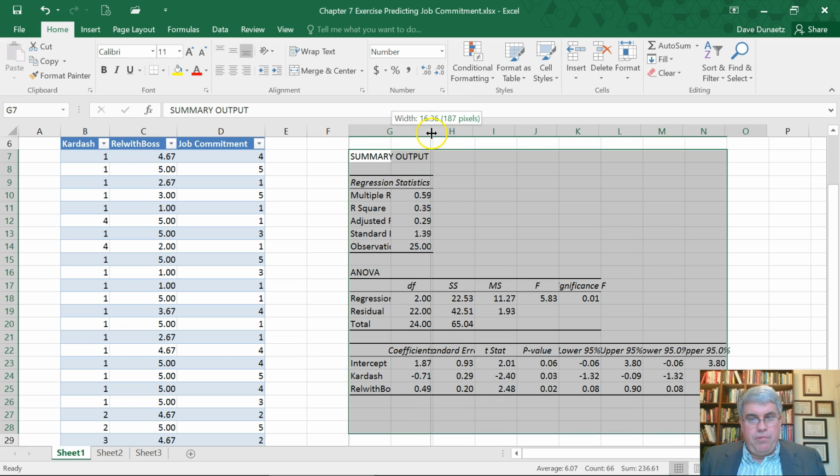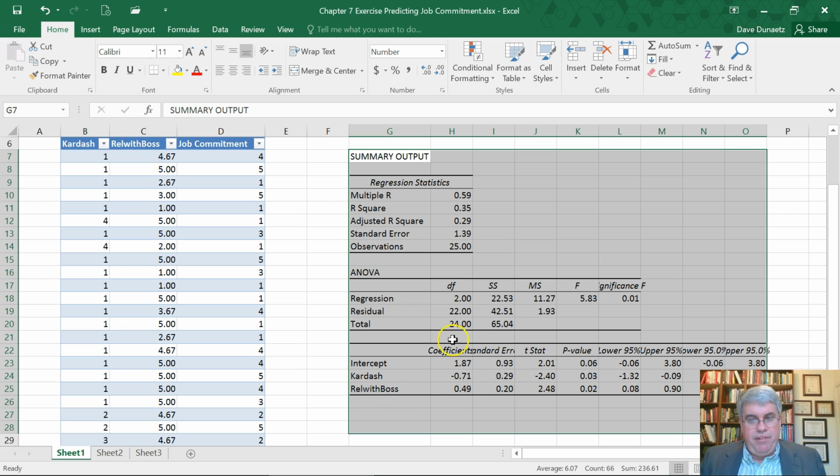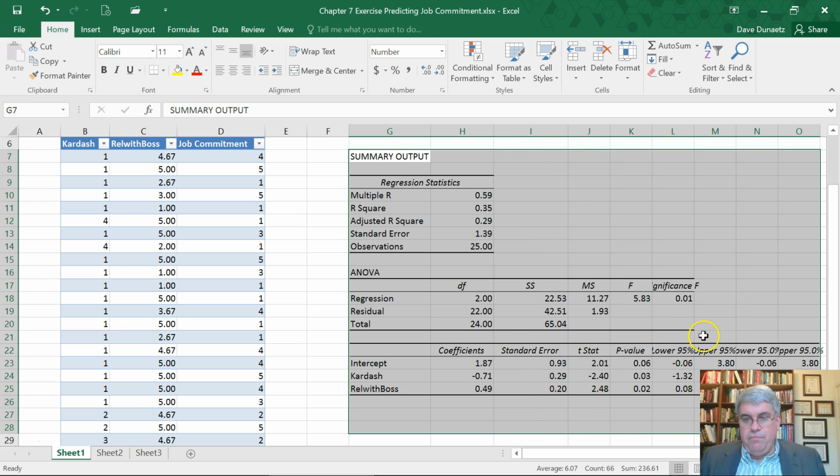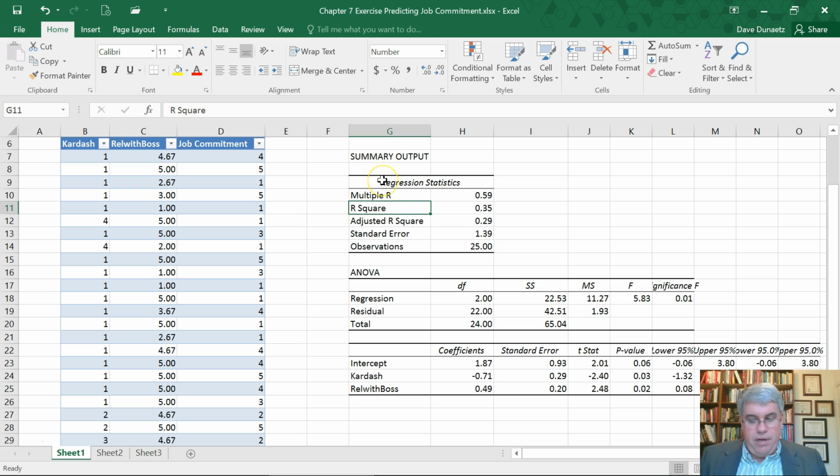Let's make these columns wider so that we can read them. There we can read everything there. This one, let's make this wider, and this one wider. Now these other things are important, but we haven't looked at them yet, so we're not going to be too concerned. So what do we have that's important? The R squared, that's only 35%, 0.35. So it predicts about a third of job commitment, how much you like the Kardashians and the relationship with your boss.